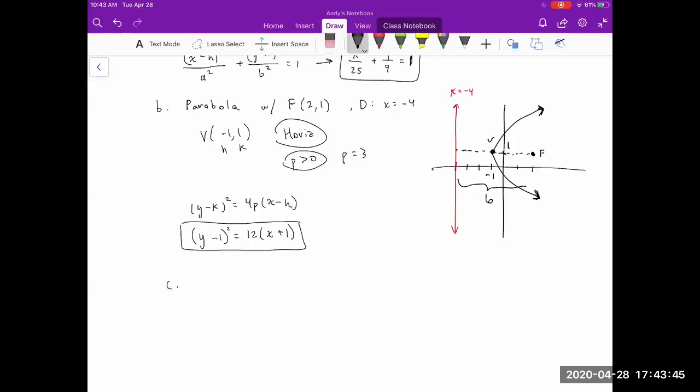So for part C now, we're given that it's a hyperbola with foci 0 plus or minus 4 and asymptotes y equals plus or minus 3x.